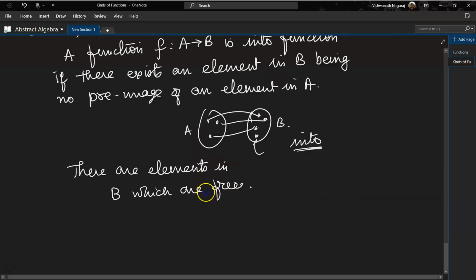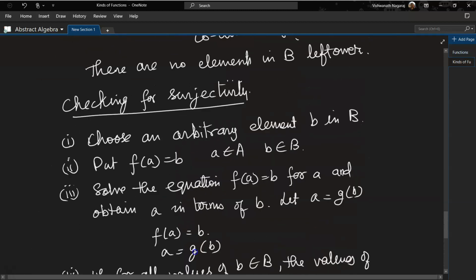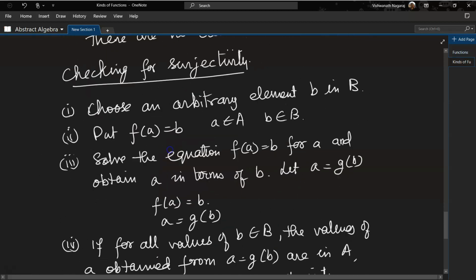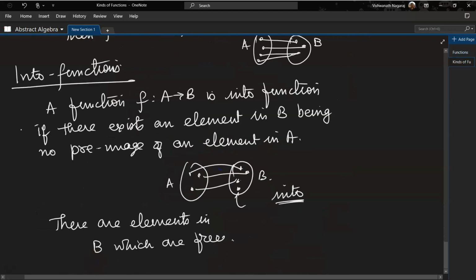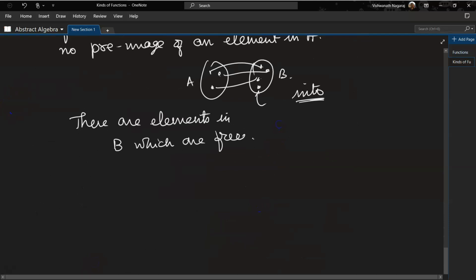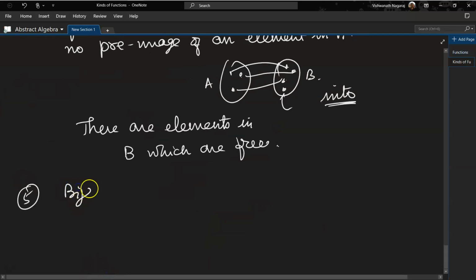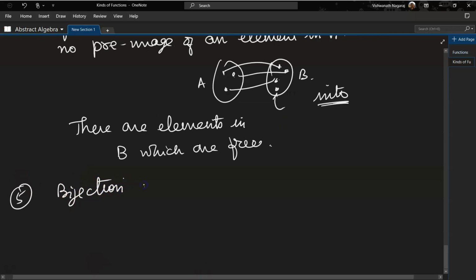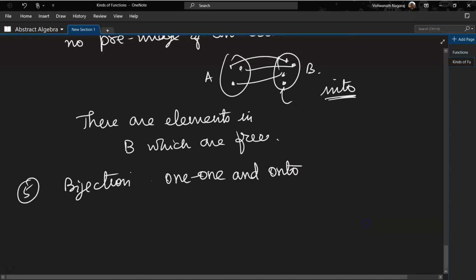Now let's look at the numbering. I stopped the numbering at 3. This is 4. Let's look at the 5th: bijection. That is, in other words, 1 to 1 and onto. That means it is 1 to 1, that is injective, and onto, that means there are no B leftovers.